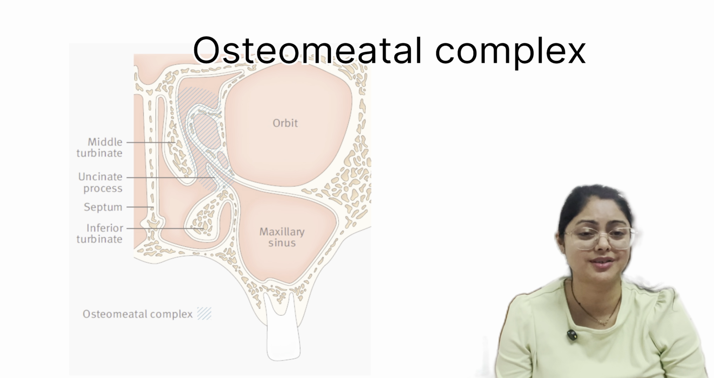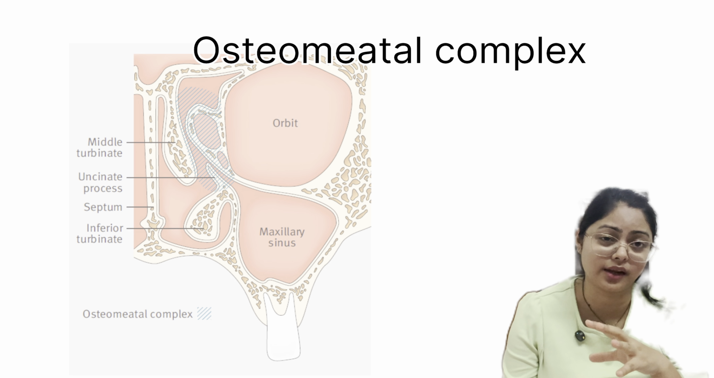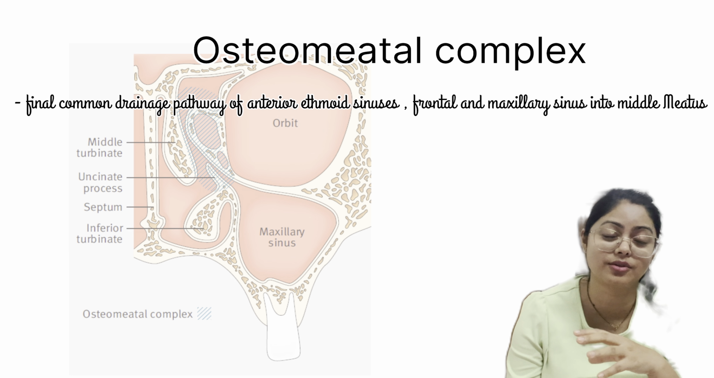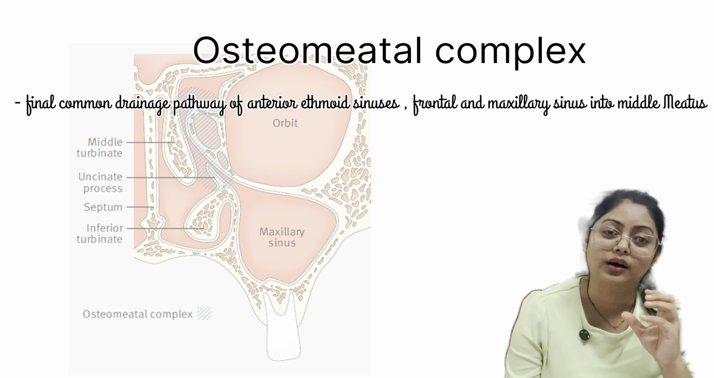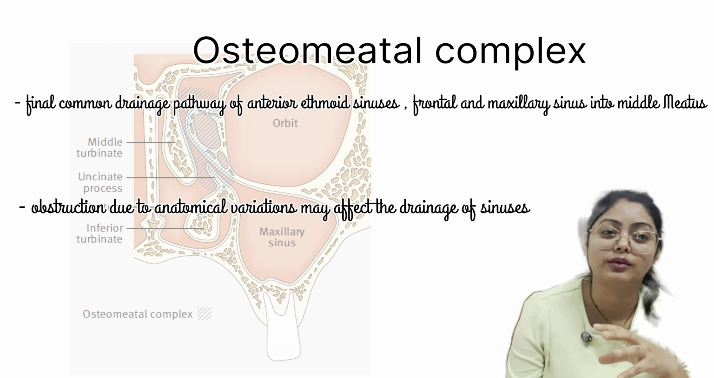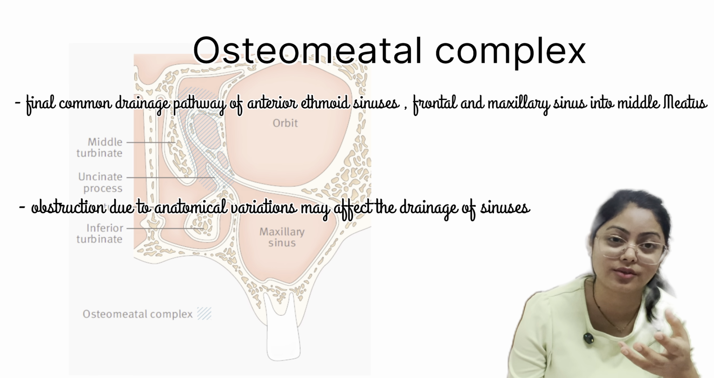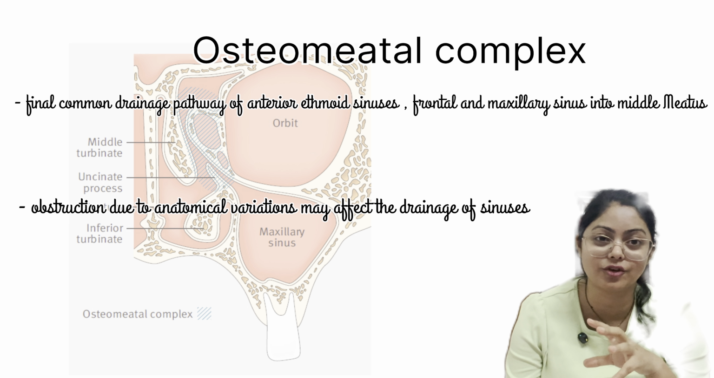The osteomeatal complex is nothing but a narrow drainage pathway which links the anterior ethmoid sinuses, frontal sinuses, and the maxillary sinuses into the middle meatus. This drainage area might be obstructed by certain anatomical variations, which might lead to difficulty in the drainage of the maxillary sinuses or the frontal sinuses, and hence it is a very important anatomical region of the nasal cavity.